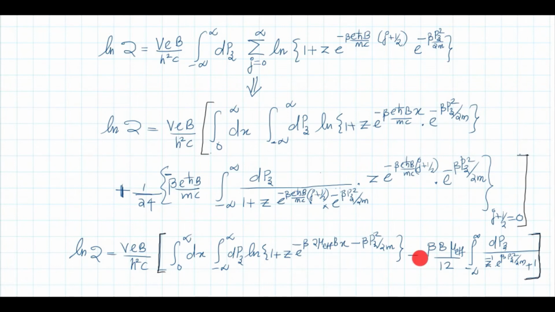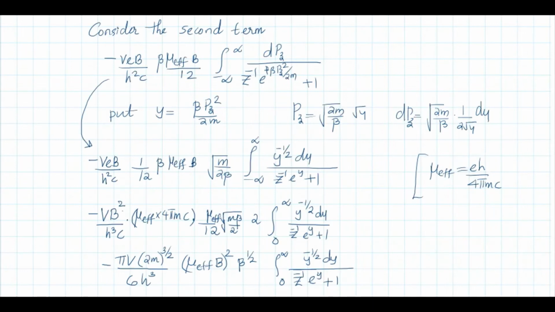So that second term becomes minus beta b mu effective by 12 integral minus infinity to infinity dpz by z raised to minus 1 e raised to beta pz square by 2m plus 1. Okay. Now we will concentrate on this second term. The V e b by h square c is common, so multiply V e b by h square c with the second term and consider that term.